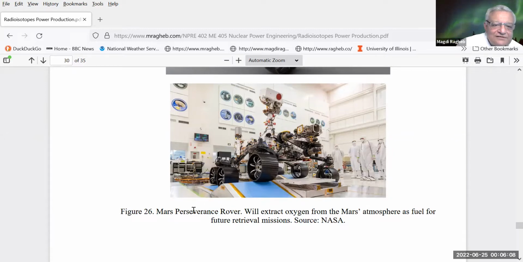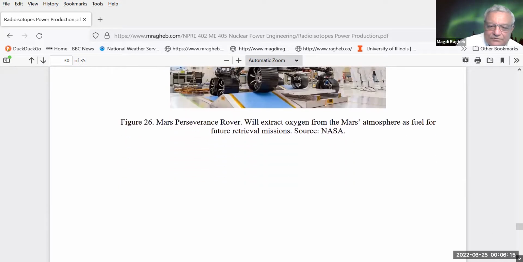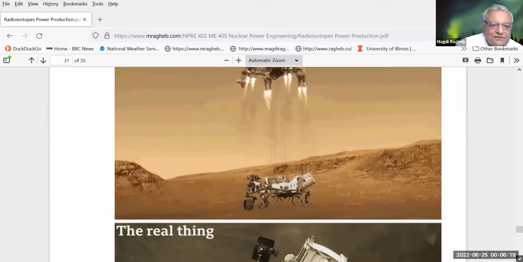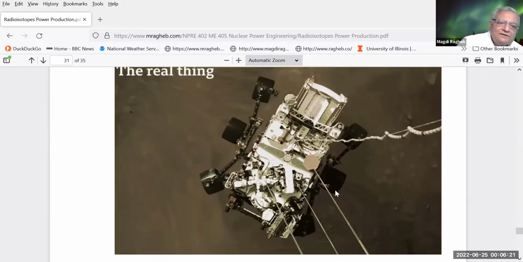Now the latest one is Perseverance, and notice that there is no solar collector, so it's a pure plutonium-238 process in general. And this is an actual picture while that probe was being lowered to the surface of Mars.